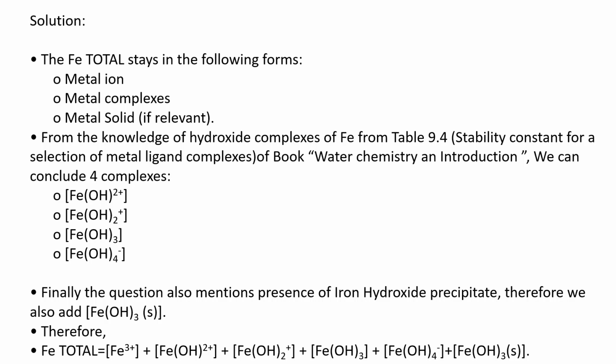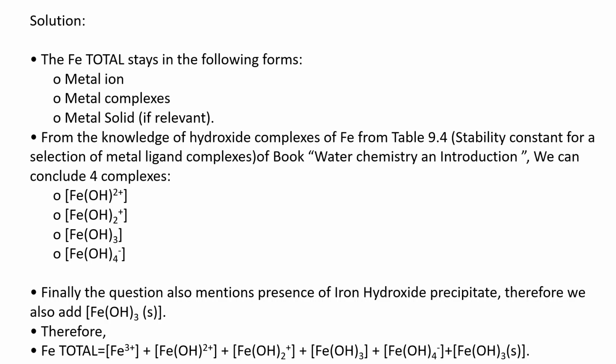Second, it may form metal complexes. Third, it may form some metal solids or metal precipitates. Because it works at a certain pH level, if the pH is desirable for the formation of metal solids or precipitates, then some metal solids may also be formed. Otherwise, it won't form. There will definitely be metal complexes and metal ions.